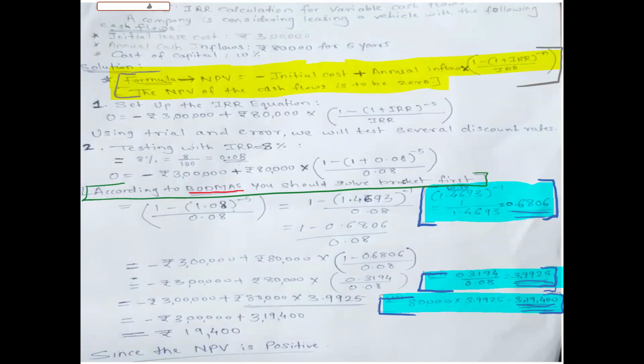Now first we will multiply it according to BODMAS. So we have taken minus 3 lakh as it is plus 80,000 into 3.9925. The answer is 319,400. So 3 lakhs minus 319,400 is equal to 19,400, since the NPV is positive.